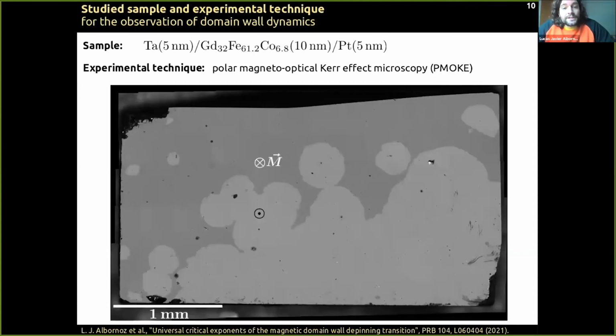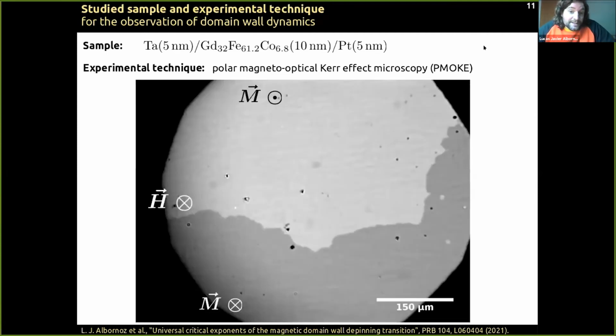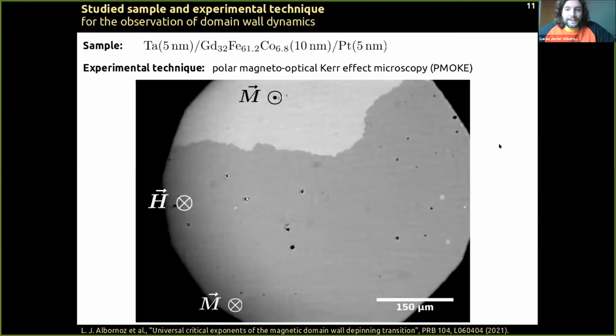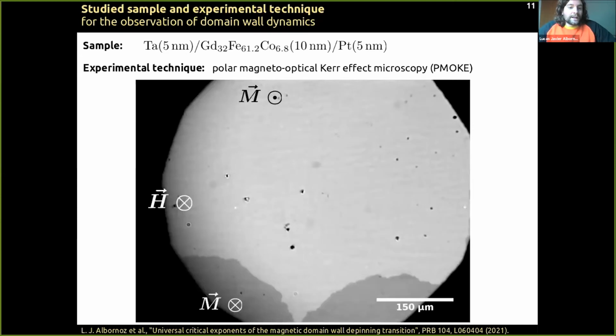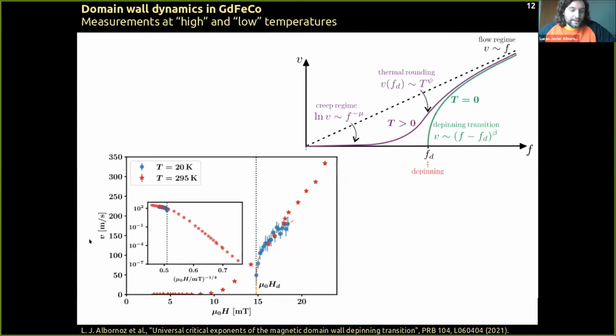In this work, we study a gadolinium iron cobalt thin film, which is a ferrimagnetic material, and it has a thickness of 10 nanometers. We observe this film and the magnetic domains and their dynamics with polar magneto-optical Kerr effect microscopy. And by applying a magnetic field, which is the uniform driving force in our case, we observe how these domain walls move. And we obtain curves of the velocity as a function of the applied field.